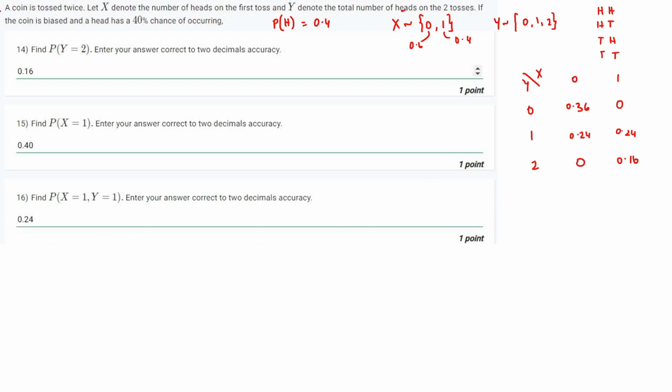Probability of y equal to 2 is nothing but the summation of this particular row, that is 0 plus 0.16. The answer is 0.16. What is the probability of x equal to 1? X equal to 1 is nothing but the sum of this particular column, that is 0.24 plus 0.16, that is 0.40. And finally, the probability of x equal to 1 and y equal to 1 is this particular entry, that is 0.24.